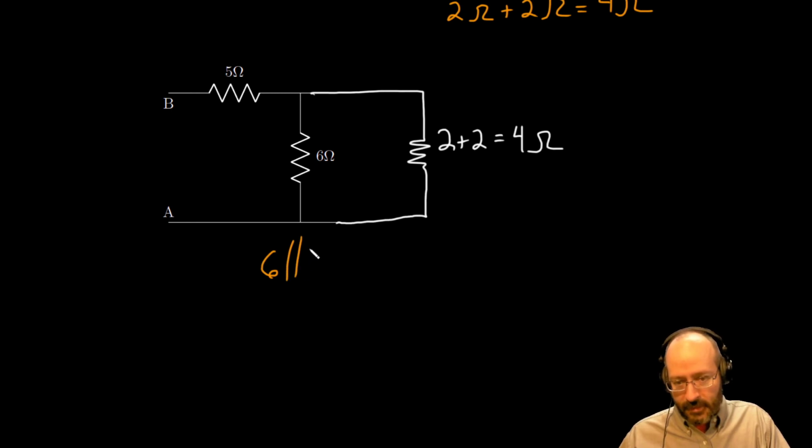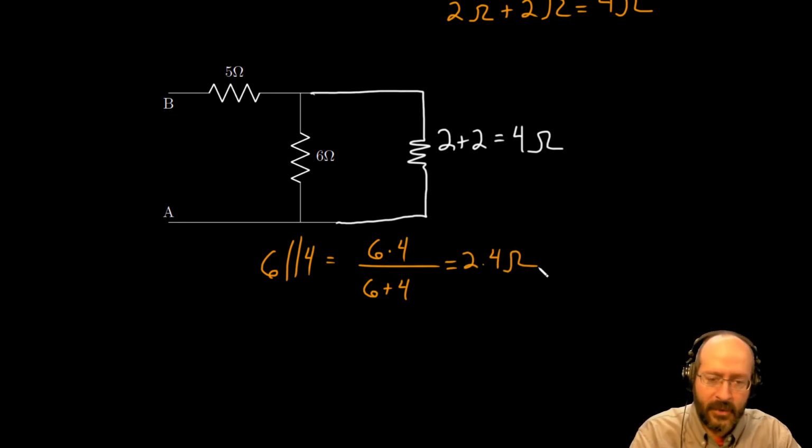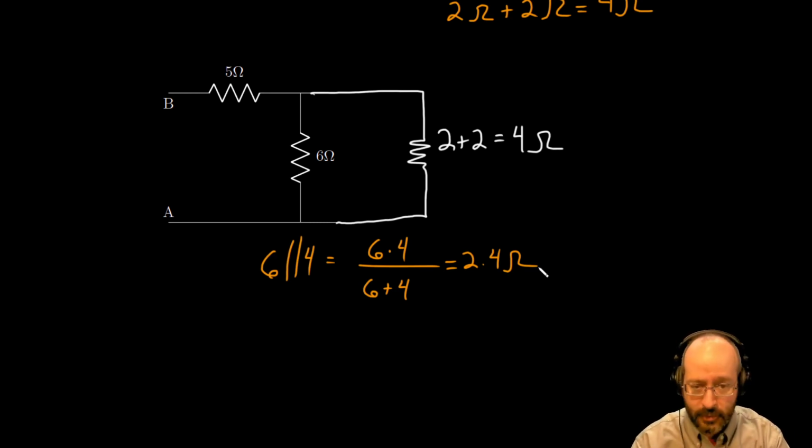6 in parallel with 4 is equal to, well, there's only 2, so let's do product over sum. 6 times 4 over 6 plus 4, so that looks like 24 over 10, or 2.4 ohms. Okay. So we can combine those, and we can make a 2.4 ohm resistor.